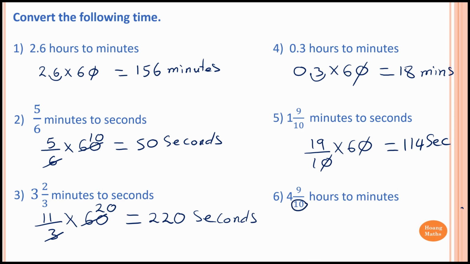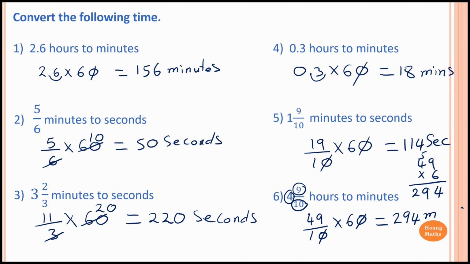Last one. 4 and 9/10 of an hour to minutes. Again, we times 10 by 4, which is 40. Add 9 is 49. So 49 over 10 hours times by 60. Because from hour to minutes, we times by 60. So this cancels out. So the answer is 49 times 6. So I just write it here. 49 times 6. 6 times 9 is 54. So we write the 5 on top. 6 times 4 is 24. And then we add 5, which is 29. So that is 294 minutes.